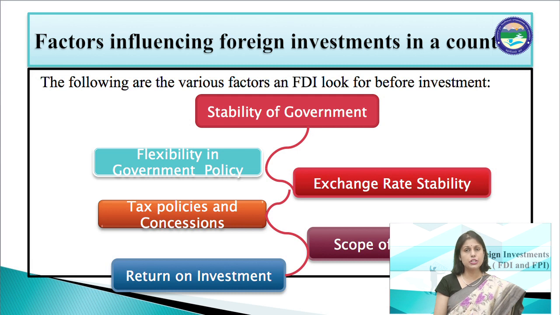Weightage is given to each of these factors and decisions are finalized by the foreign investors. So most of the countries try to provide investor-friendly investment policies and business environment to attract more and more companies to come and invest in their countries.